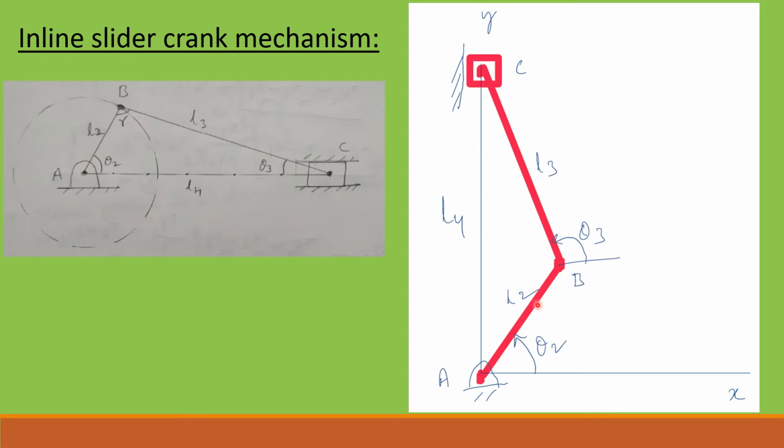Here in this mechanism, L2 is crank, L3 is coupler, and L4 is the position of the slider. And slider is in the vertical direction. Theta 2 is angle of crank with respect to horizontal, and similarly theta 3 is angle of coupler with respect to horizontal. So in the next slides, let us see how to derive equations.